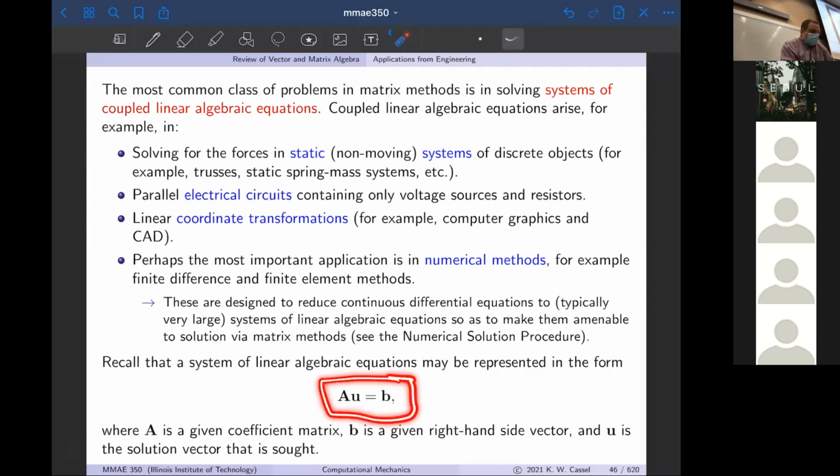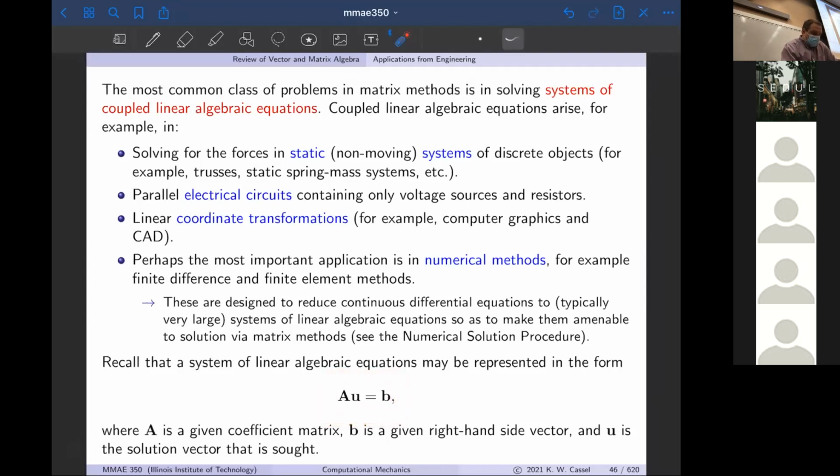A u equals b. A is a matrix, n by n or m by n. U is going to be the solution vector that we're looking for. Those will be the forces in the truss, the currents in the electrical circuit, and so on, the velocities in our fluids problem. And then the b is a known right-hand side vector. So there's going to be this common mathematical structure to every problem. But what A represents, what U represents, what b represents would be different depending on each particular application.